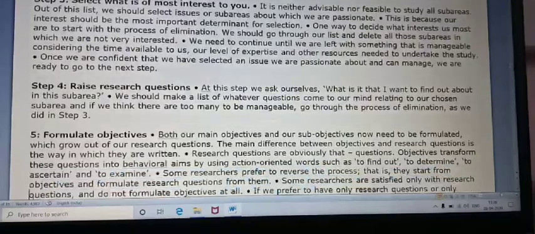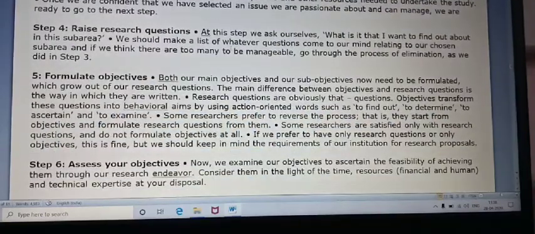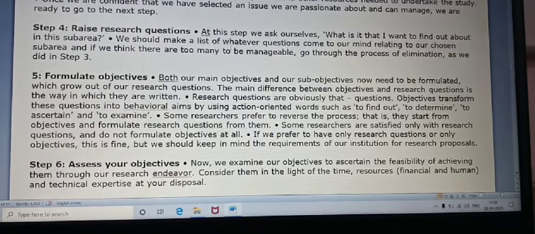Okay, then the next thing you have to do is raise the research question. What is the meaning of raising the research question? Once you have identified the problem, how do we find solutions? Once we ask questions, then we will find solutions. Without asking questions, you won't know what steps you have to do.